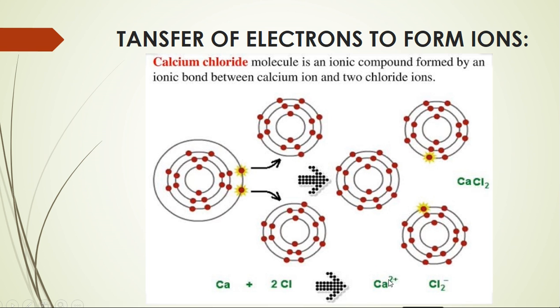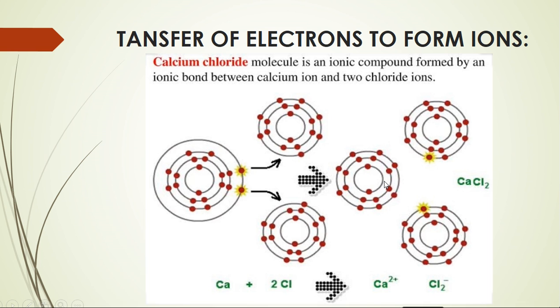Now it will attain a 2 plus charge. Why? Because it lost 2 electrons. So the neutral calcium atom is converted into a calcium ion. Now come towards the chlorine atom. This is a chlorine atom and this is also a chlorine atom, both with outer 7 electrons. They want to complete it with 8 electrons. So by gaining 1 electron from calcium, chloride ions will form. Chlorine atoms will convert into chloride ions. So both chloride ions will attain a negative charge.